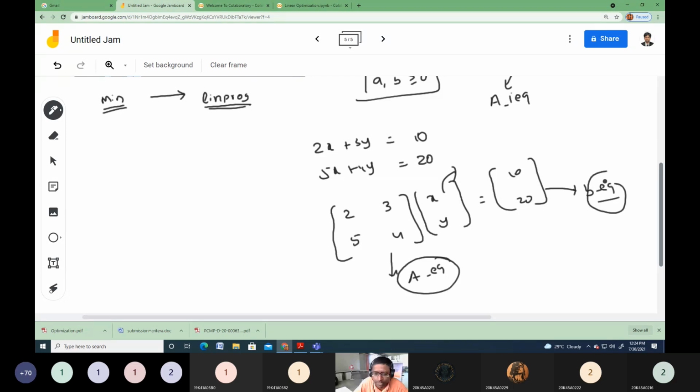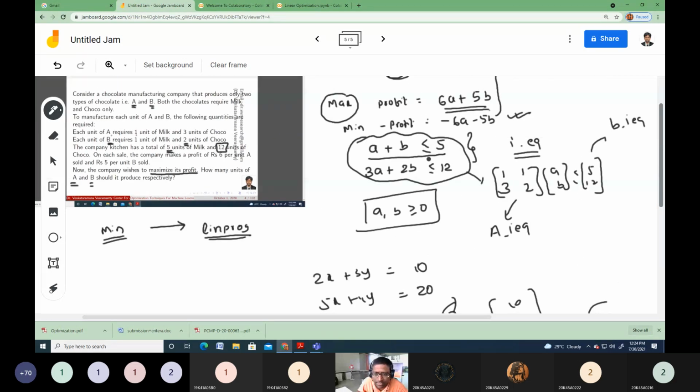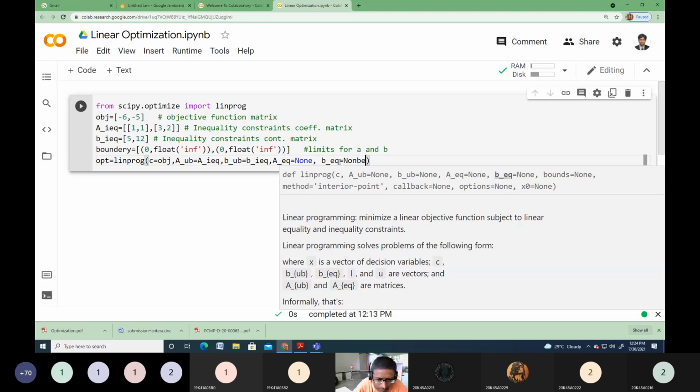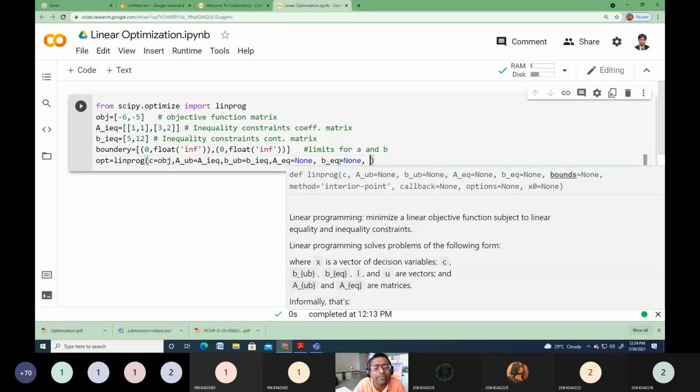But in our problem, we don't have any equality constraint, right? So here we don't have any equality constraint. We have only inequality constraints. Because of that reason, I am giving A_eq equal to None and b_eq equal to None, because we don't have any equality constraint.